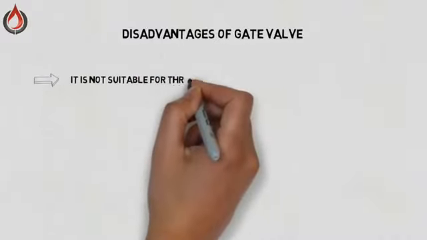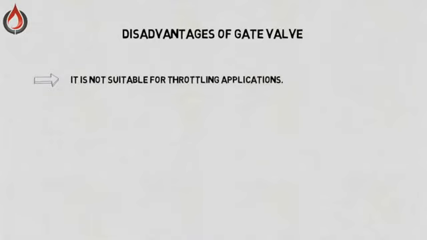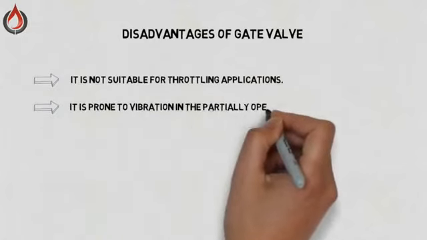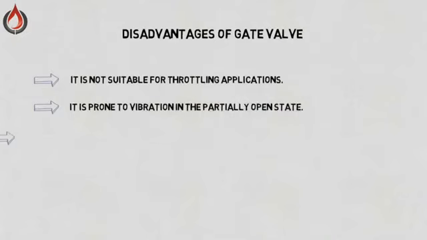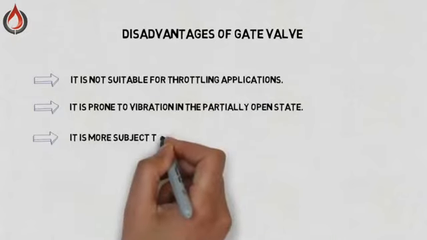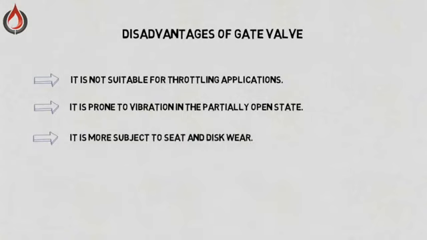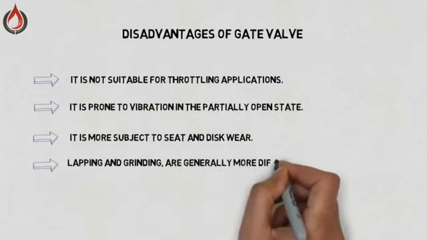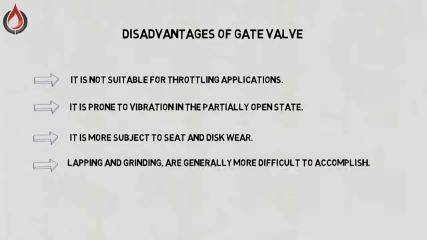Now let's talk about some disadvantages of gate valve. Number 1. It is not suitable for throttling applications. Number 2. It is prone to vibration in the partially open state. Number 3. It is more subject to seat and disc wear. Number 4. Lapping and grinding are generally more difficult to accomplish.